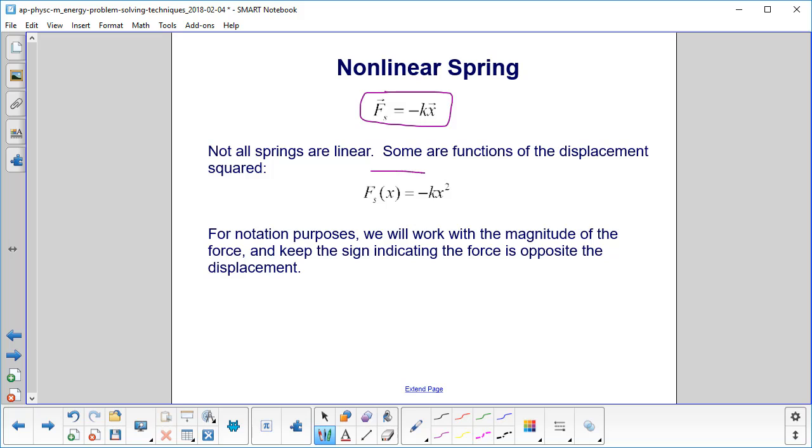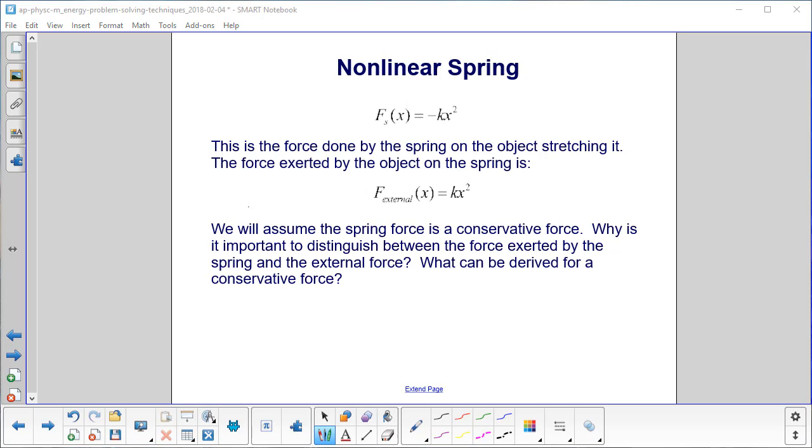So we're going to take a spring whose force is equal to minus kx squared. Now, just to save some notation, we'll work with the magnitude of the force, and we will keep the sign, which indicates that the force is opposite the displacement. Let's distinguish between the two forces acting on this spring as it is compressed or expanded. This one here, that's the force done by the spring on the object stretching it. The force exerted by the object on the spring, of course, is the same magnitude and different sign.